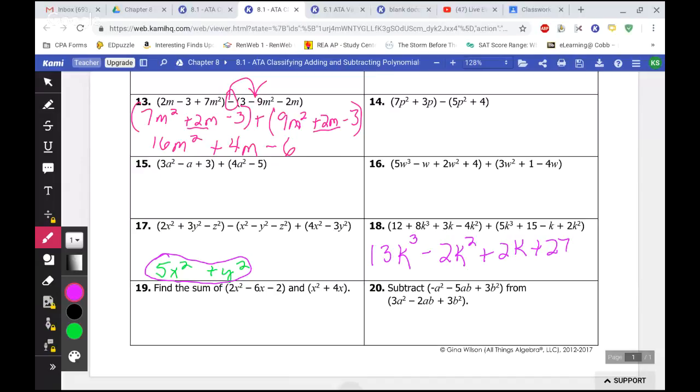So if I were doing this horizontally, I would just do 3a squared plus 4a squared, which would give me 7a squared. And now I have a minus a, but no a term in the second polynomial. So I would just really be doing minus a plus 0, which would give me a minus a. And then I've got a 3 minus 5, which is a negative 2. So that's the final answer for 15.